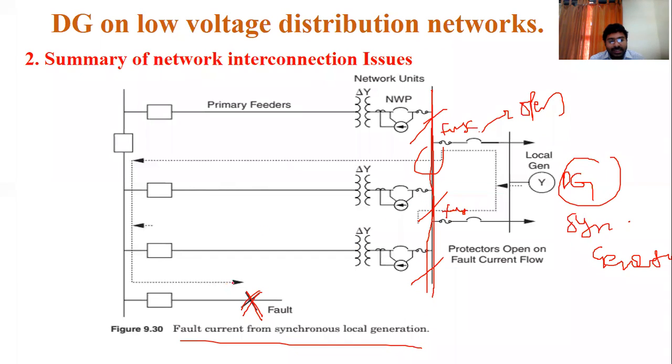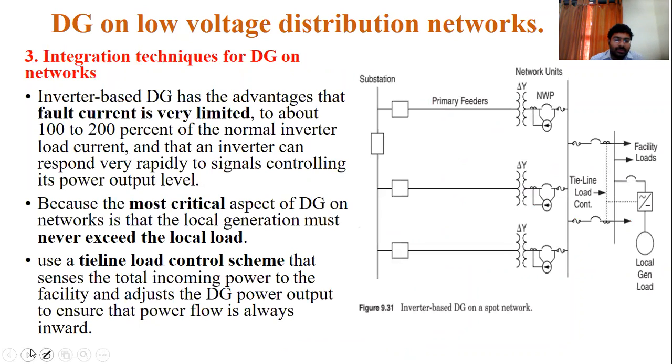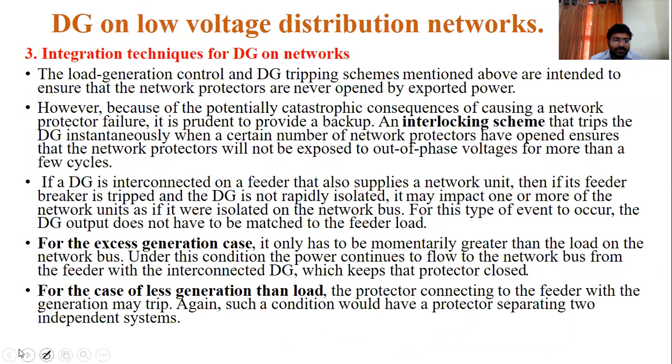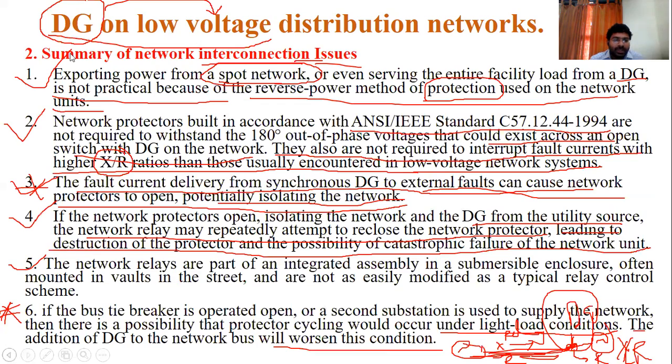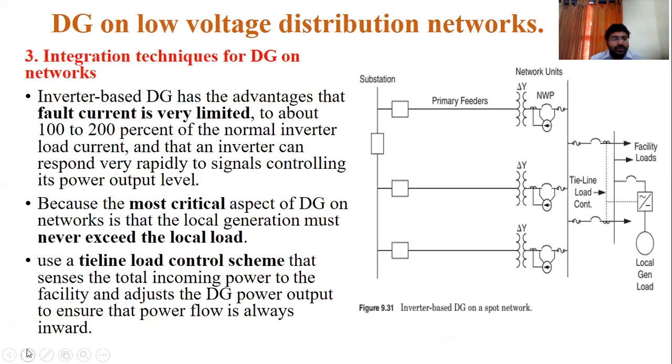Now see this, the direction, the fault current direction. So that may open the synchronous machine to isolate it. So these are some of the different types of problems whenever you are interconnecting this DC to this low voltage distribution network.